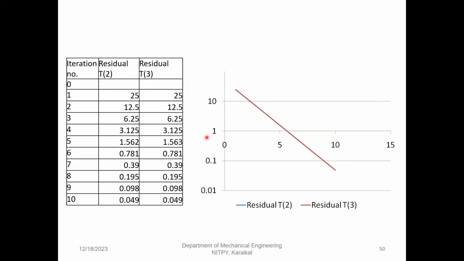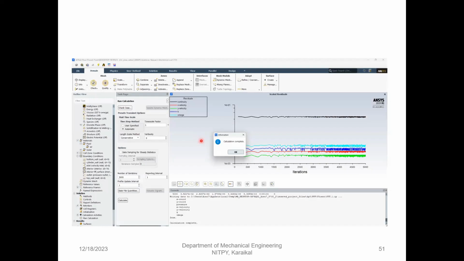So we looked at the residuals, and in this case, our residuals are decreasing. But if you look at my case, the residuals are almost constant. The reason being, I gave an initial guess very close to the final solution, so the residuals are not improving further. So how do we check whether I have got the solution?